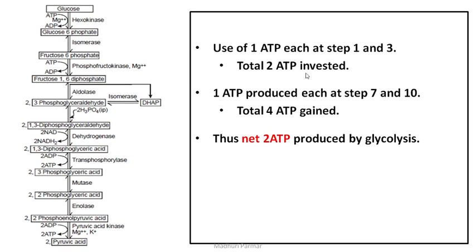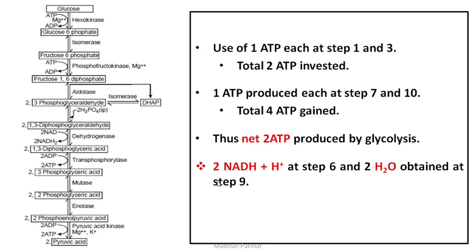You had invested 2 rupees, you are getting 4 rupees. So your net profit is how much? Your net profit is 2 rupees. Same way here, you invested 2 ATP, you got 4 ATP. So net ATP produced is 2. However, according to your textbook, they are including all of the ATPs. So just consider 4, that you are getting 4 ATP.